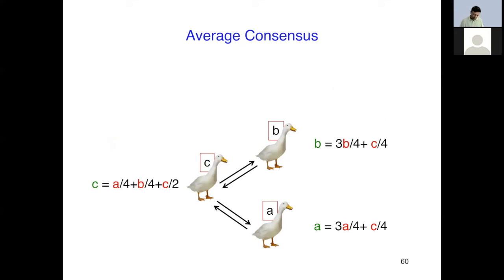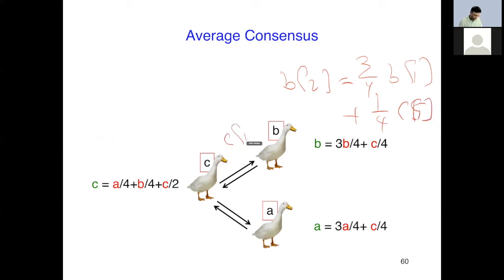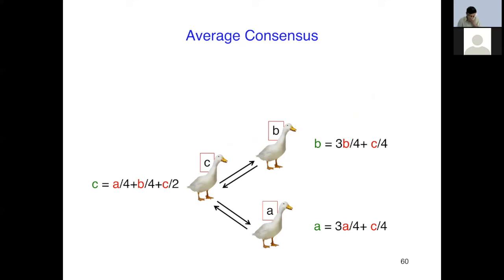Then you repeat to compute B2, for example. B2 will be equal to 3/4 B1, and node B already knows B1 because he computed it, plus 1/4 C1. How does node B get C1? This guy will have to send the new value of C, which is C1, to node B. That's how node B will learn the new value of C from agent C. So the communication is required for the agents to learn from each other their current state variable, or current estimate.